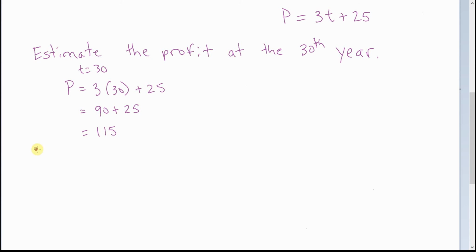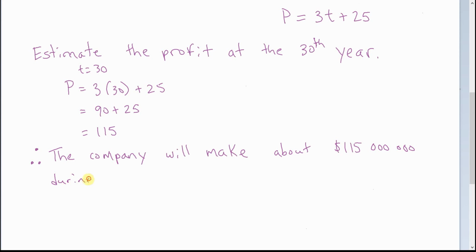Always include a word answer when you have a word problem. Therefore, the company will make about 115 million during the 30th year if the trend continues.